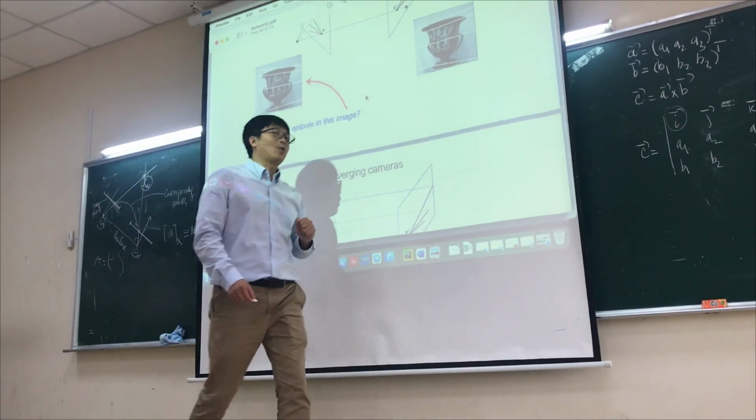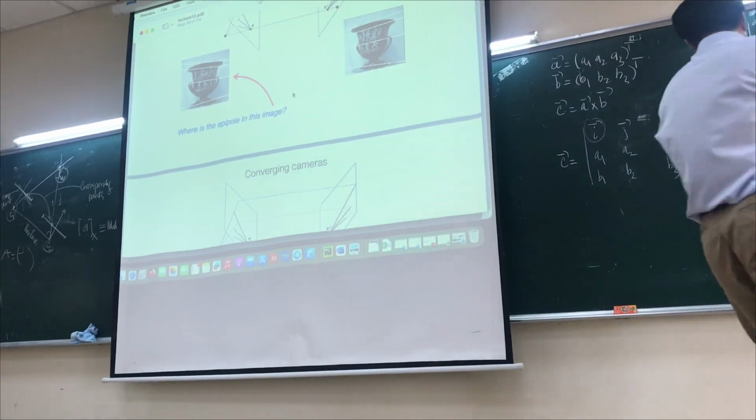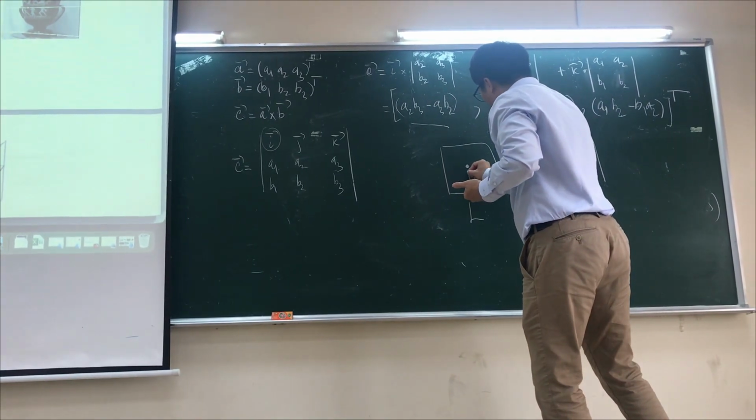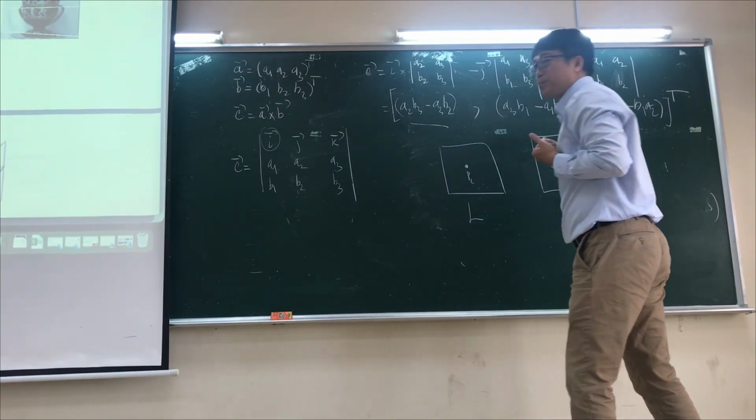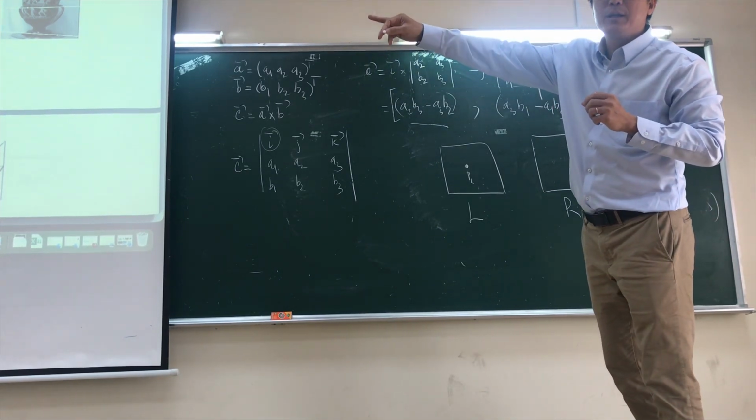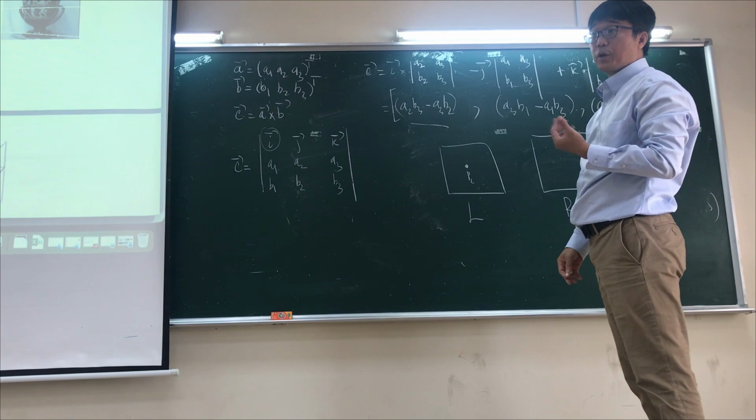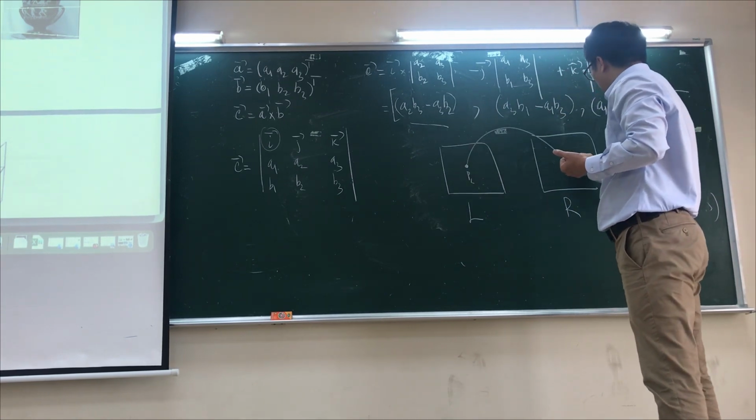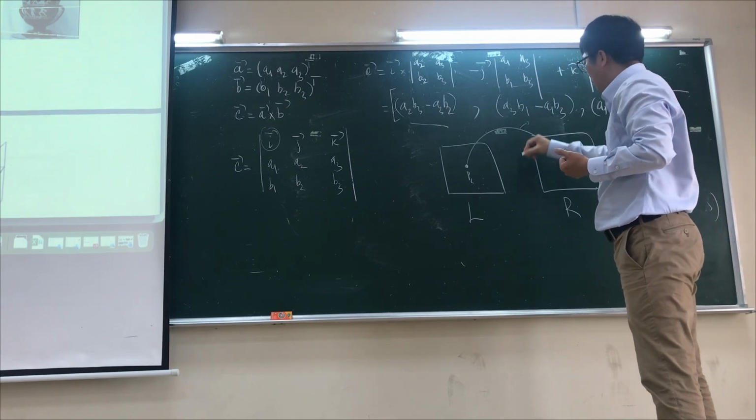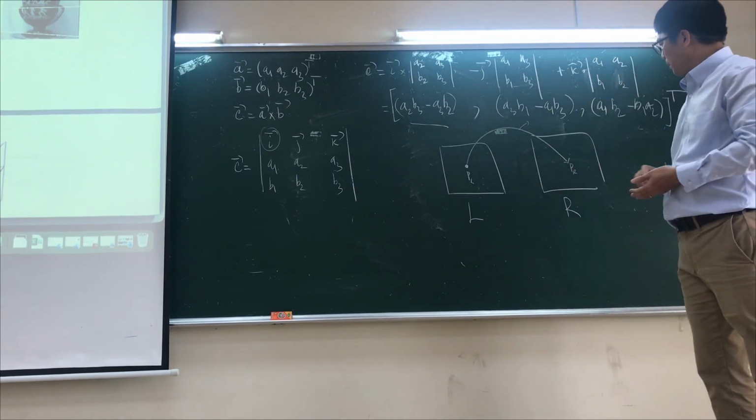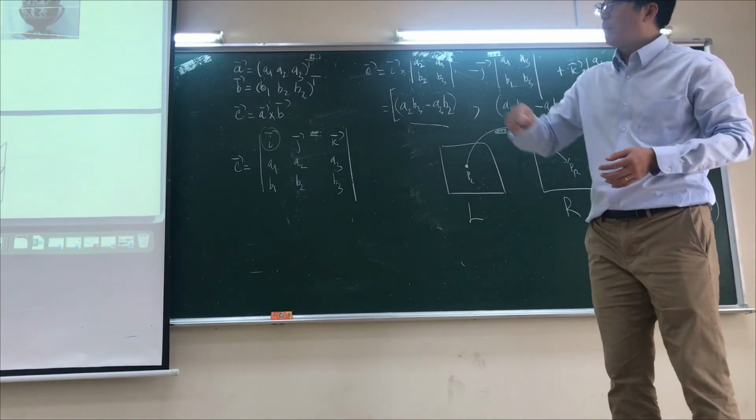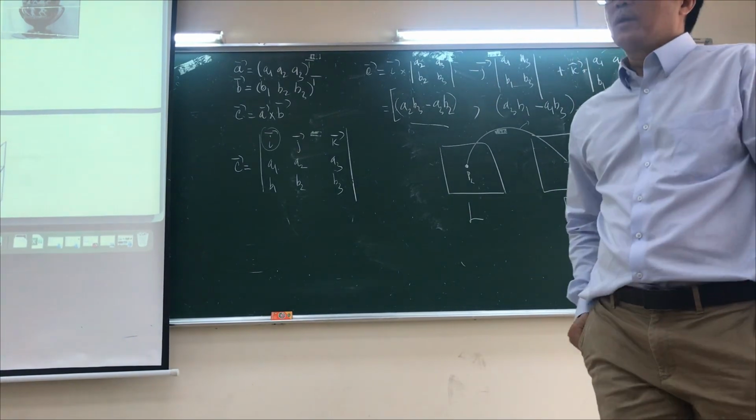How to find it on the right image? Because you have to determine the correspondence, right? If I have point P on left, in order to determine the corresponding 3D point, you have to determine where it is on the right, the corresponding point. How to search for P on the right when the camera is converged?